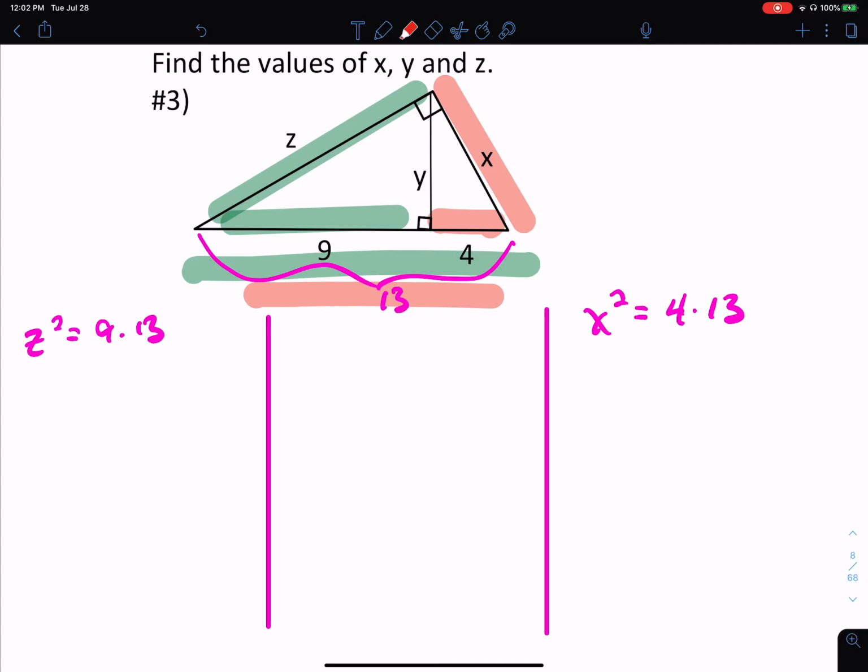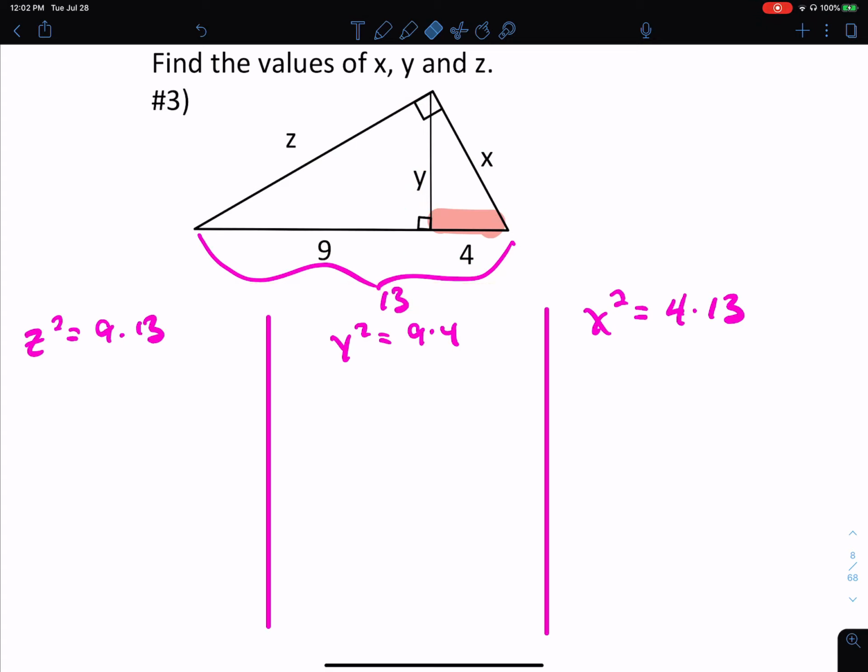And then here in the middle, y is the geometric mean of 9 and 4. At a certain point, when you highlight everything, you've highlighted nothing. Here are the 3 different equations. Pause the video, take a moment, and see where those come from.